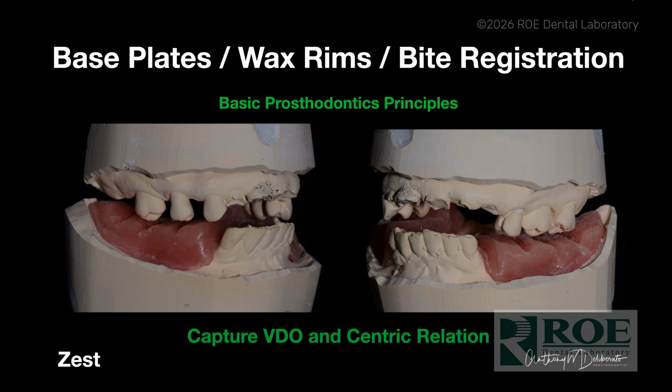We also know that this patient has lost vertical dimension. So with our wax rims, we're going to be able to come up with a vertical dimension based on sound prosthodontic principles. And the way we do that is we take our Boley gauge, we put a dot on the nose and a dot on the chin, and we're going to measure that vertical dimension of rest. And then once we have our vertical dimension of rest, we can take 2 to 3 millimeters away to determine our vertical dimension of occlusion.